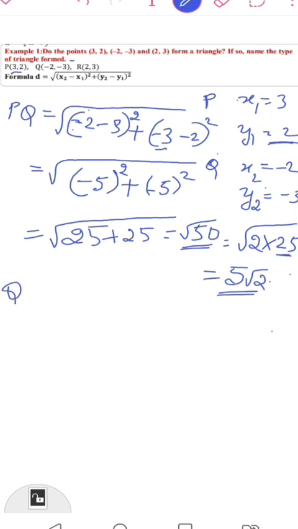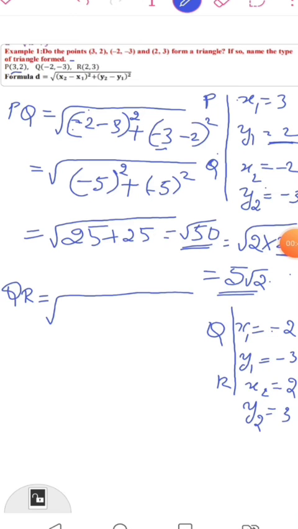Now we have to calculate QR. Now we have the values x1, y1; Q and R we have to take. Once again you have to apply the same formula, x2 minus x1. X2 means 2 minus x1. Here x1 is minus 2, so you have to write it inside the bracket, whole square, plus y2 minus y1. What's the value of y2? It is 3, minus y1, that's minus 3, so you have to write one more bracket here.